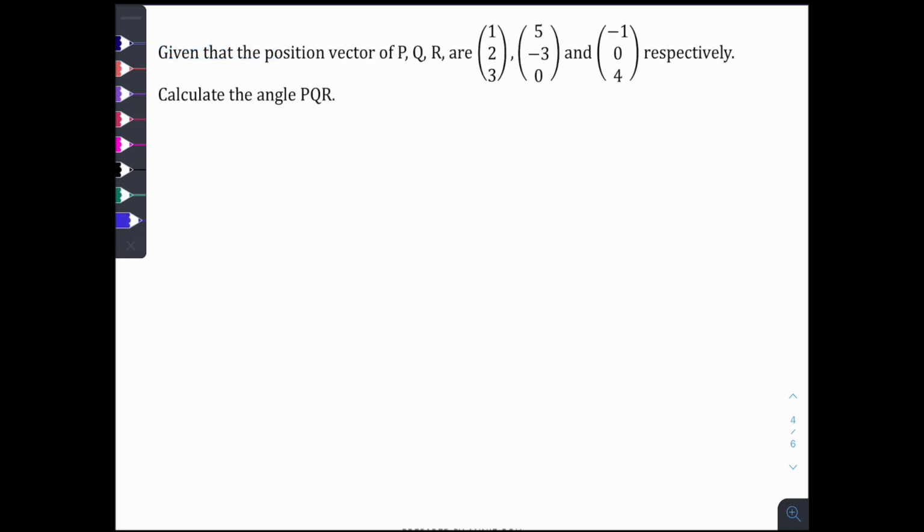Now let us try to solve this question by using the scalar product. Have a look at the question here. Given that the position vectors of P, Q, R are given by these three vectors. Position vector of PQR means this is OP, OQ, and OR. So you are asked to calculate the angle PQR.